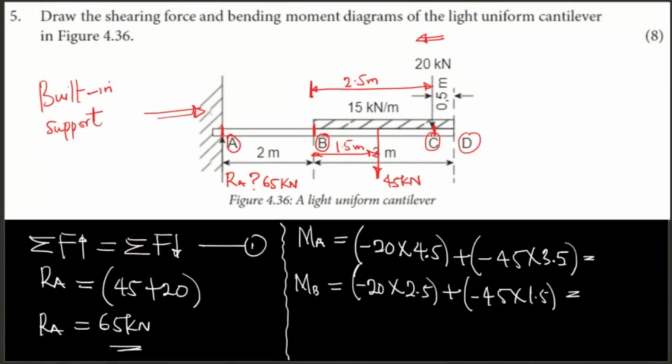Then the moment at C is going to be, I have a distance of 0.5 there and 15. So it's going to be 15 multiplied by the distance, of the UDL, multiplied by the half of that distance, which is 0.5 over 2. Can someone give me the value of the moment at A?